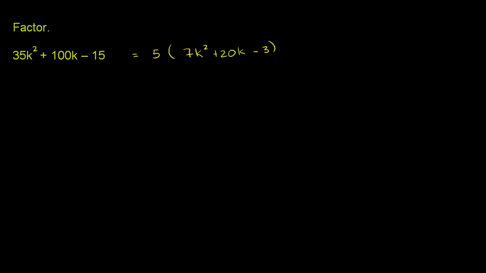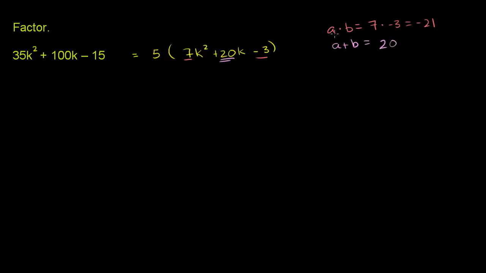Let's figure out two numbers that, if I were to take the product, I get 7 times negative 3. 7 times negative 3 is equal to negative 21. And if I were to take their sum, if I add those two numbers, it needs to be equal to 20.